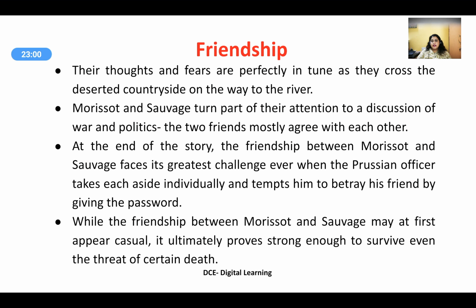At the end of the story, the friendship between Morisot and Sauvage faces its greatest challenge ever when the Prussian officer takes each aside individually and tempts him to betray his friend by giving the password. While the friendship between Morisot and Sauvage at first may appear casual, it ultimately proves strong enough to survive even the threat of certain death.